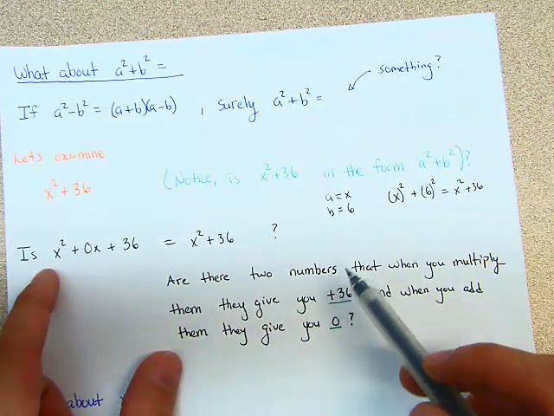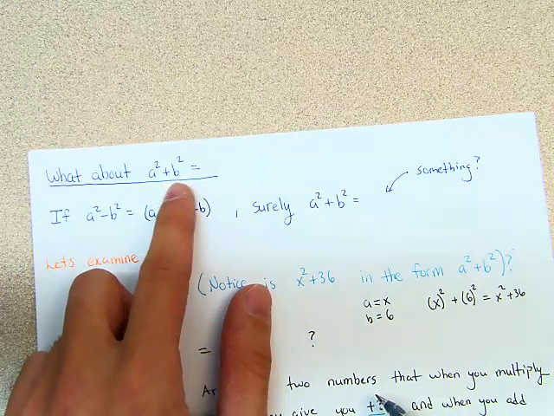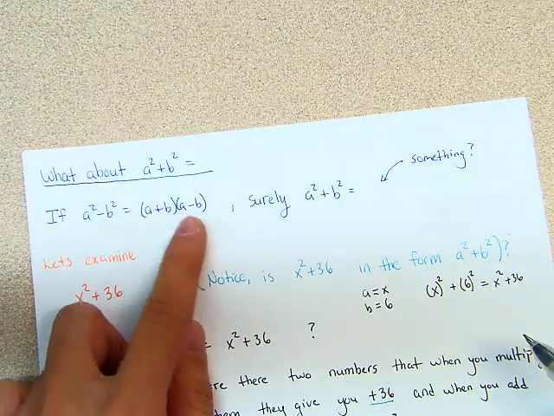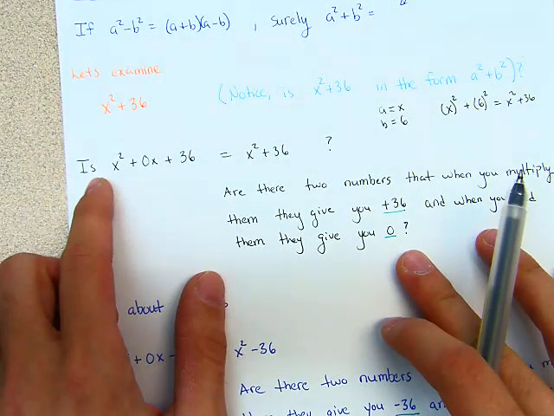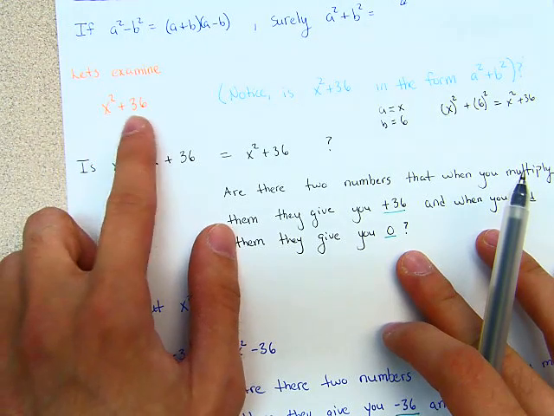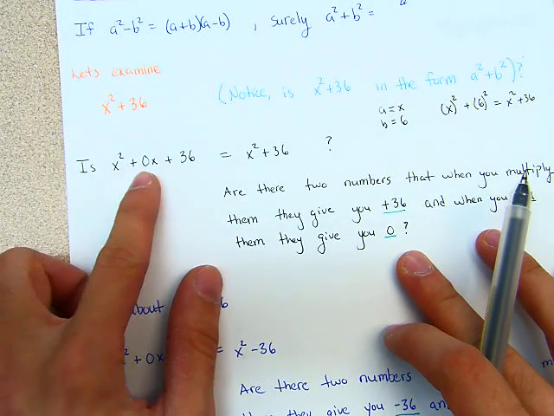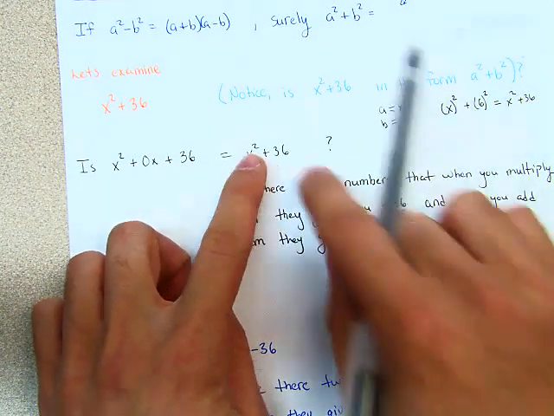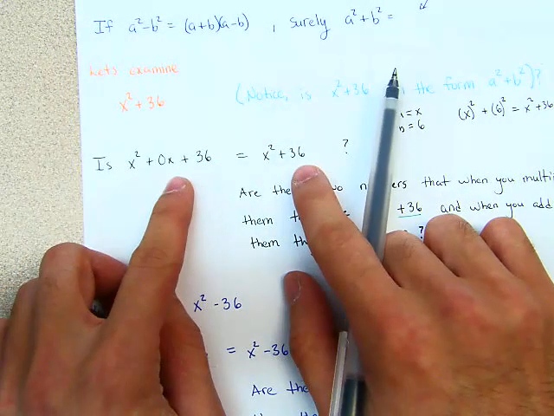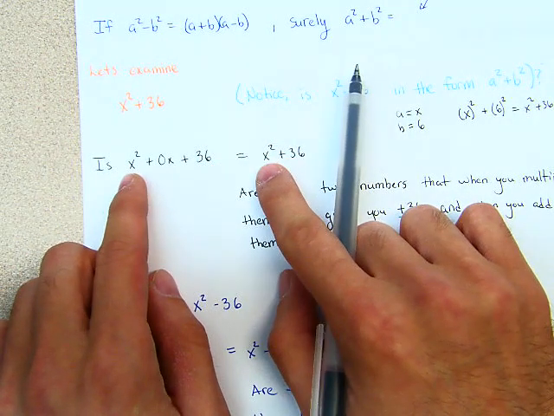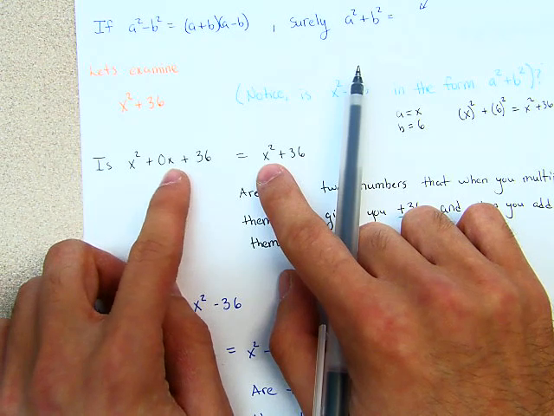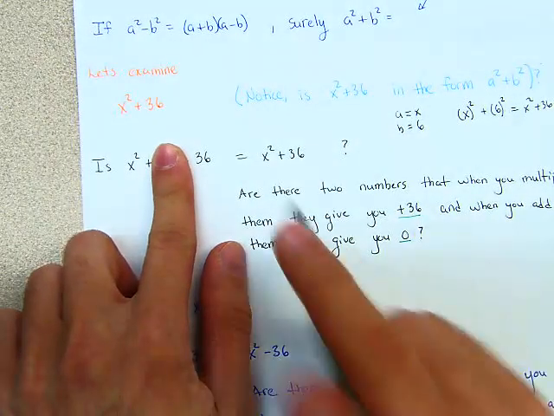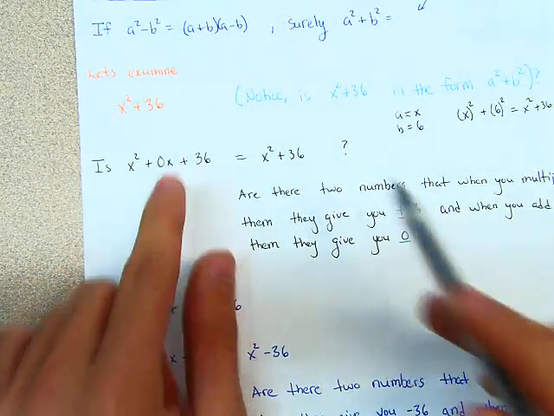Now, let's try. The goal is to see if this is equal to something. Because we know that this is equal to this, and I'll show you why. We're examining this x squared plus 36. Is x squared plus 0x plus 36 the same as x squared plus 36? Are these two equal? Yes, they're equal. You have the x squared here, and here we just have a 0x. That's not 0 times x, that's just 0, so it just stays there. These two are still the same, and then the 36 is there.